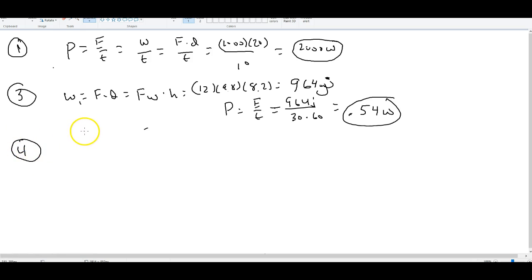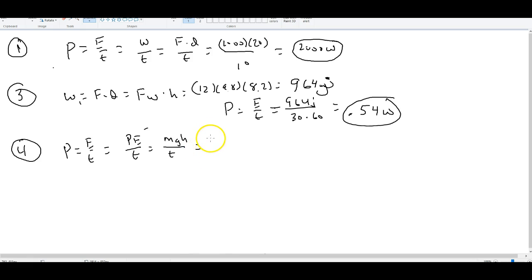Problem number 4. An electric motor develops 65 kW, so that's kilowatts, of power as it lifts an elevator 18 meters in 40 seconds. How much force does the motor deliver? Okay, so power equals energy divided by time. In this case, we're talking about lifting an elevator. So I'm going to go potential energy this time because it feels like a potential energy problem. Potential energy is mgh over time, because it's lifting, right?